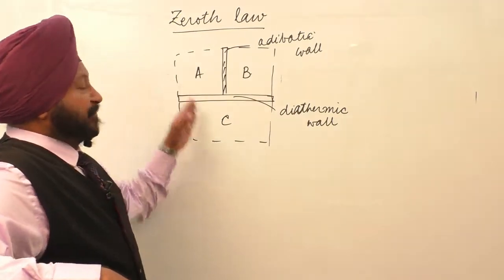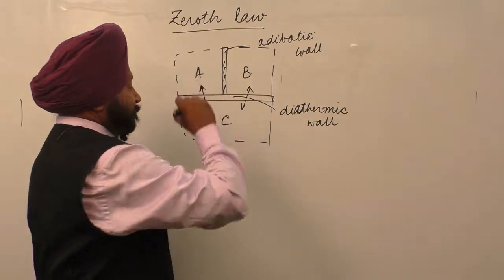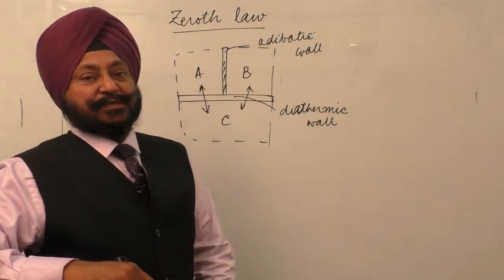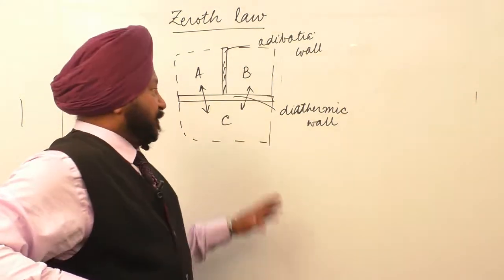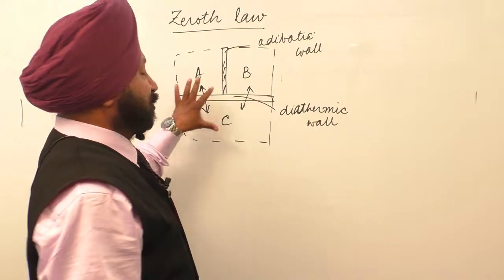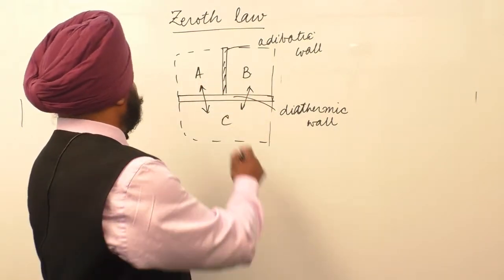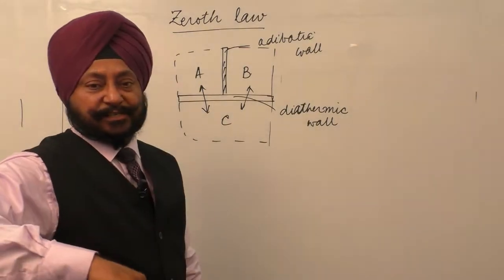So what happens is heat will be transferred. Transfer of heat will take place amongst these two. And remember, heat always flows from a body at a higher temperature to a body at a lower temperature. So whichever is at the higher or lower temperature, they will start exchanging heat till they reach thermal equilibrium. That means no more exchange of heat occurs between A and C and between B and C.